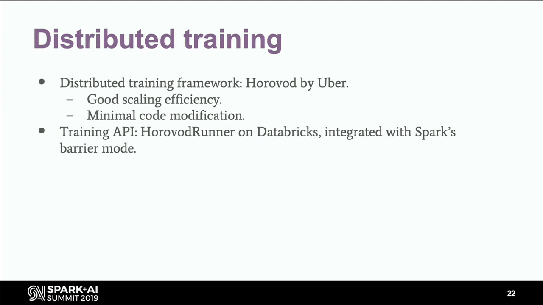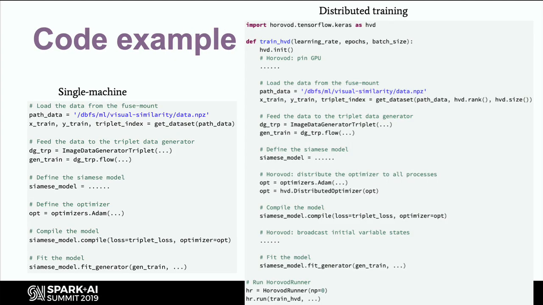If you have Horovod, you might still need to set up your own clusters and implement Horovod on them. But since we use the Databricks platform, this makes things much easier, because on Databricks there's this HorovodRunner API, which you can use to simply run Horovod on Databricks. In the next part, I'm going to show you a code example of how we migrate from single machine to distributed training.